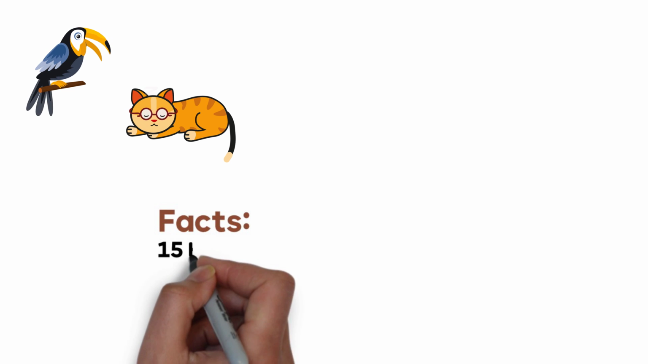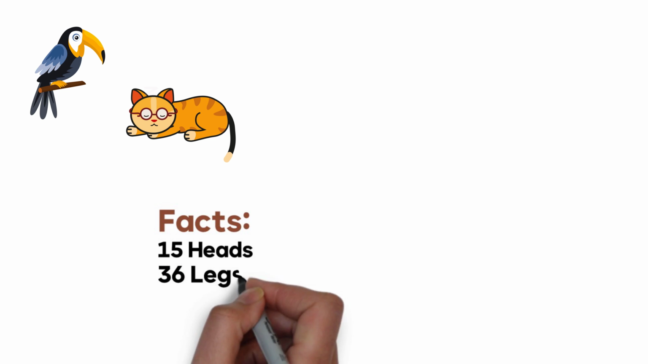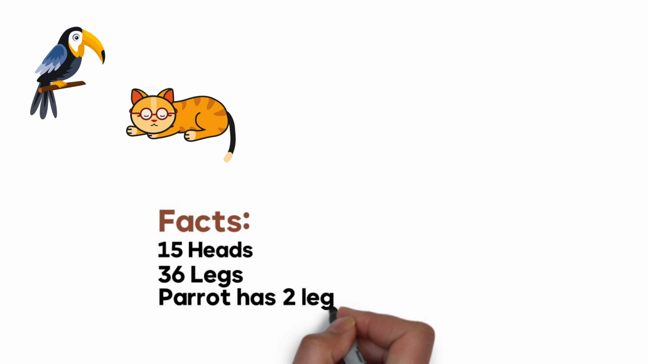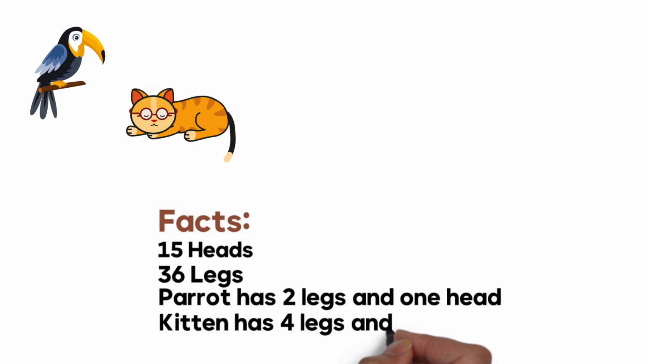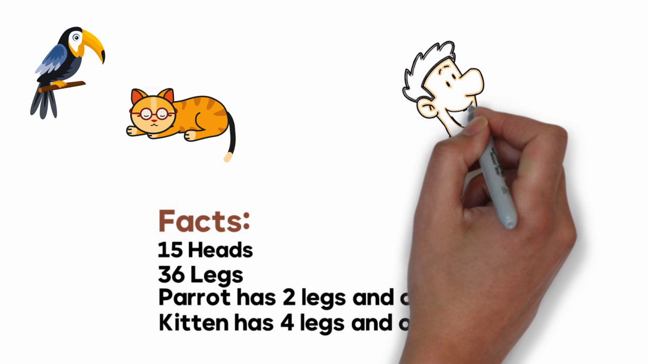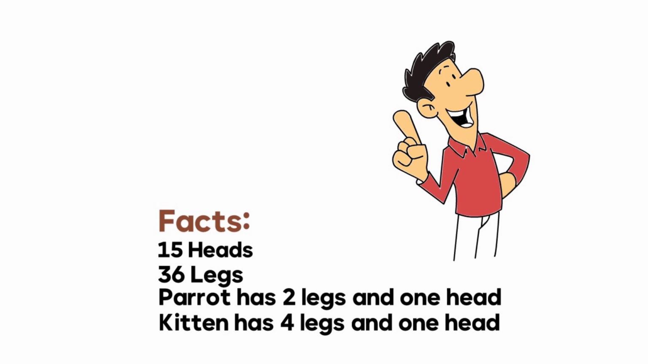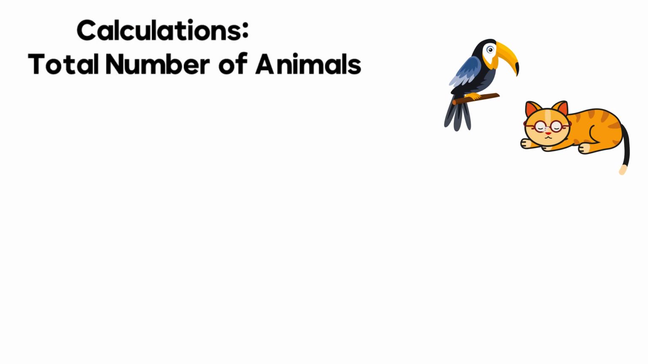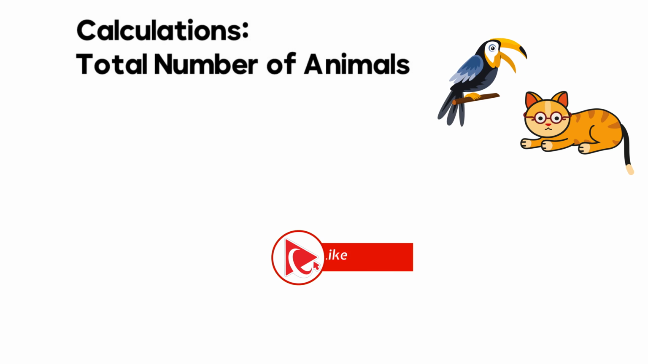We have 15 total heads of animals in the store. And we also have 36 legs. We also know that each parrot has 2 legs and 1 head, and each kitten has 4 legs and 1 head. In fact, both animals have 1 head, and unless it's a fairy tale, I don't know any animal that has more than 1 head. So the number of heads can be used to calculate the total number of animals in the store. Because there are 15 heads, there are 15 animals in the store.